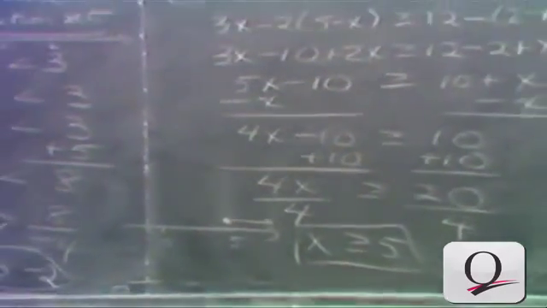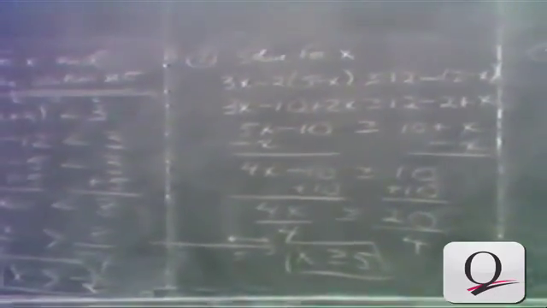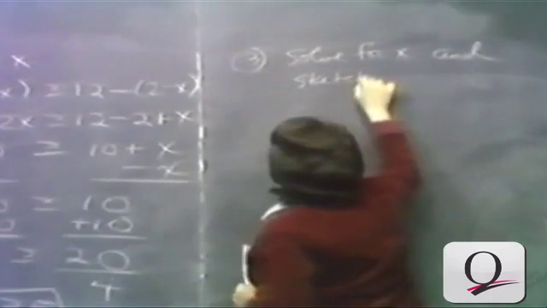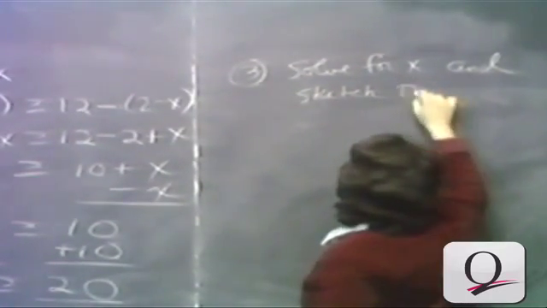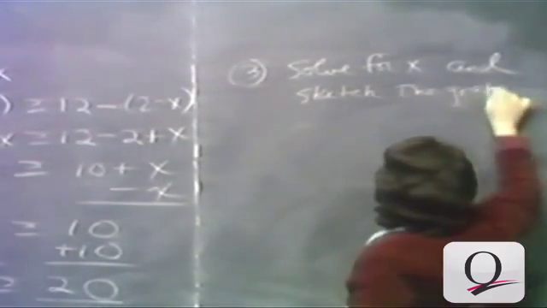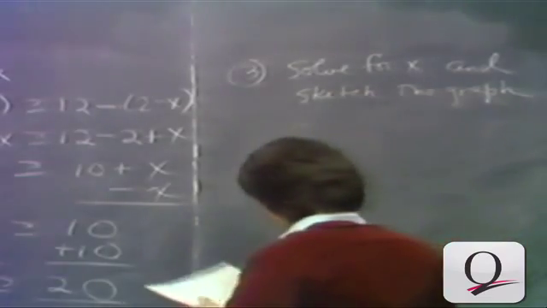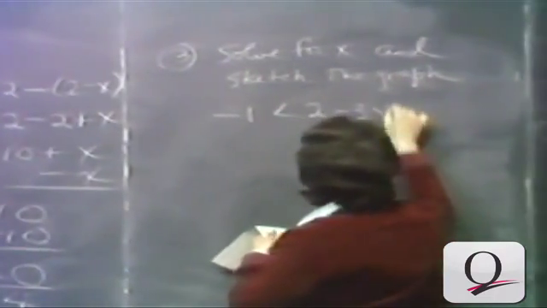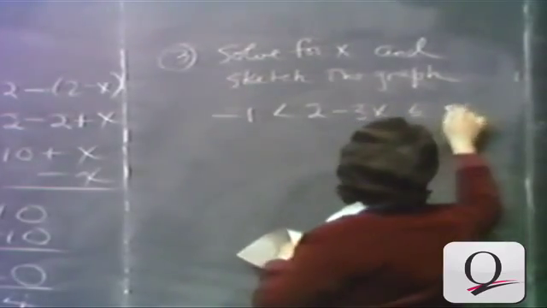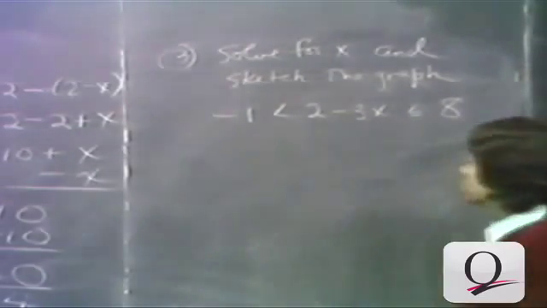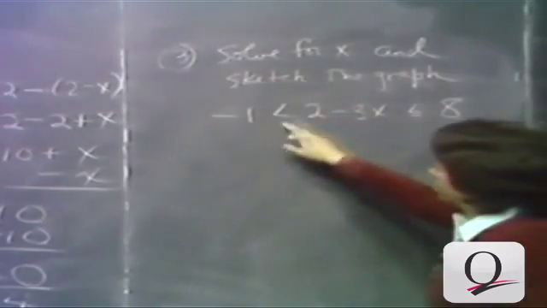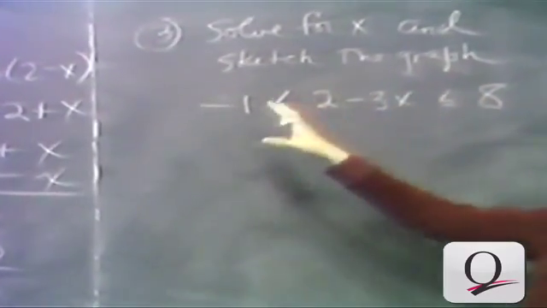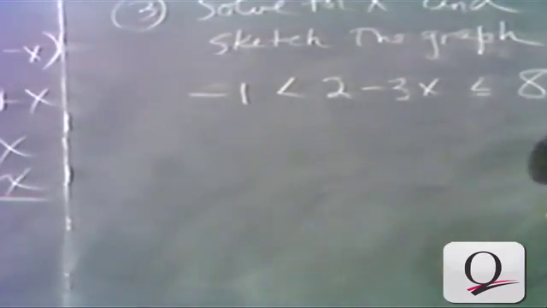Once again, I want to solve for x and sketch the graph. Minus 1 less than 2 minus 3x less than or equal to 8. When solving a continued inequality of this nature, what we try to do is get x alone in the middle with numbers on the outside.